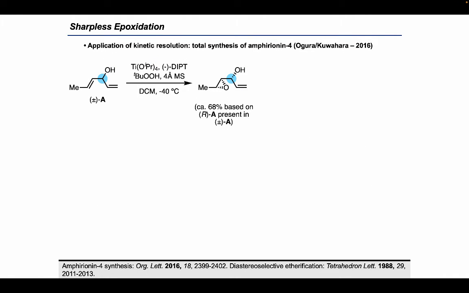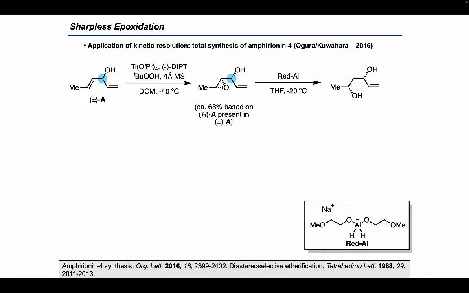To put this discussion of kinetic resolutions with a Sharpless epoxidation into practice, let's take a look at an example. In 2016, Ogura and Kuwahara were able to execute a kinetic resolution of racemic compound A using the Sharpless epoxidation. This allowed them to obtain the enantioenriched epoxide product bearing 3 contiguous stereocenters in around 68% yield, a figure which is based on the amount of the fast-reacting enantiomer which was present in the starting racemate.